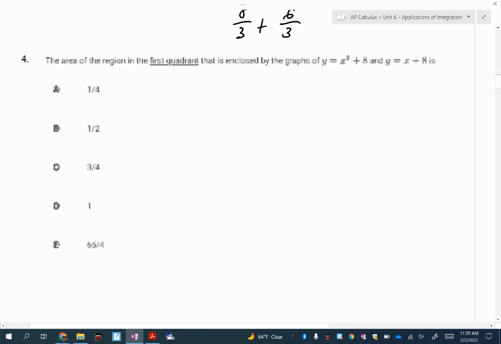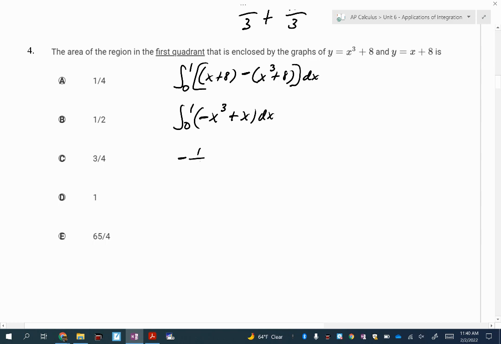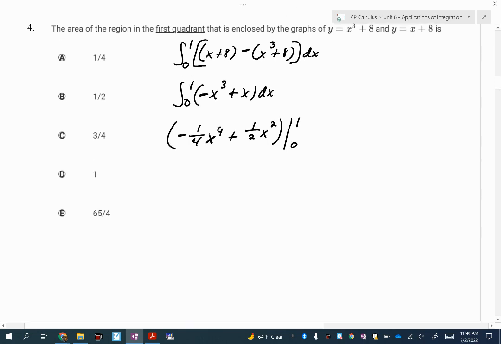So the integral is going to be from 0 to 1 of my line, so x plus 8, minus my cubic function, so x cubed plus 8. All right, so integral from 0 to 1. That means I'm going to have a negative x cubed, a positive x, and 8 minus 8 is actually 0. All right, so let's find the antiderivative. So negative 1/4 x to the 4th power plus 1/2 x squared, evaluated at 1 and 0.